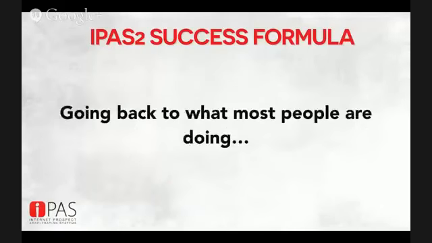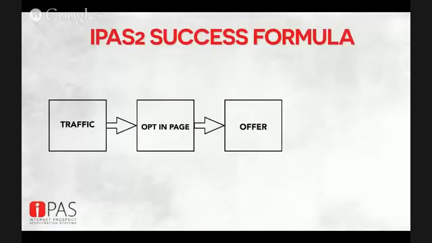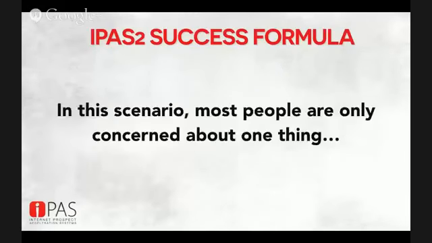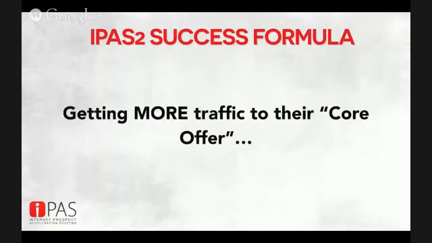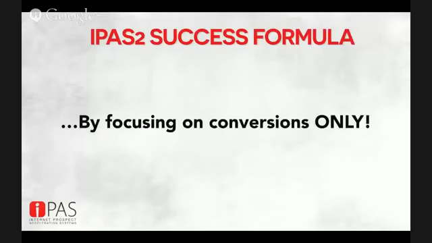Okay, going back to what most people are doing. Buying traffic, or doing your own traffic, you're sending them to an opt-in page, they go to an offer, you send them 9 million emails. That's what most people are doing. In this scenario, most people are only concerned about one thing, you guys, and that's getting more traffic to their core offer. You know what I'm talking about. If you have a product you're trying to sell, your whole thing is more traffic is going to mean more sales, and then getting more people to convert, so you're thinking about conversions by focusing on this only. Okay, if you're only focusing on conversions, this is a problem.